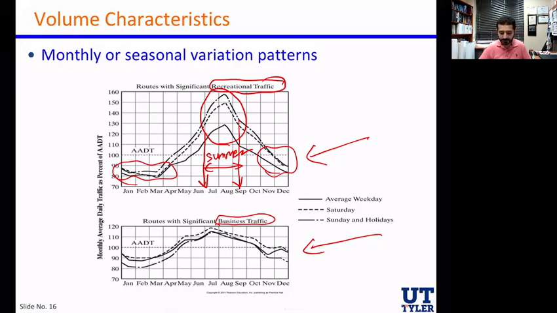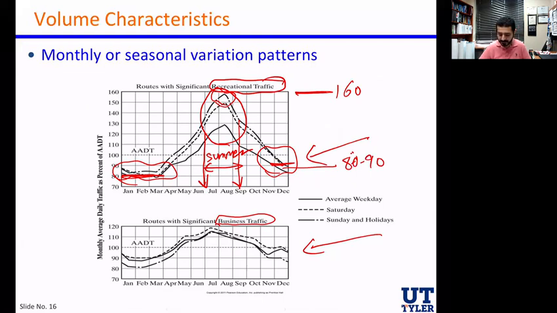And that's why there is a huge variation between the peak time, which is approaching 160, all the way down to about half during the off-peak season, somewhere between 80 to 90. And that's the monthly variation in that recreational place.